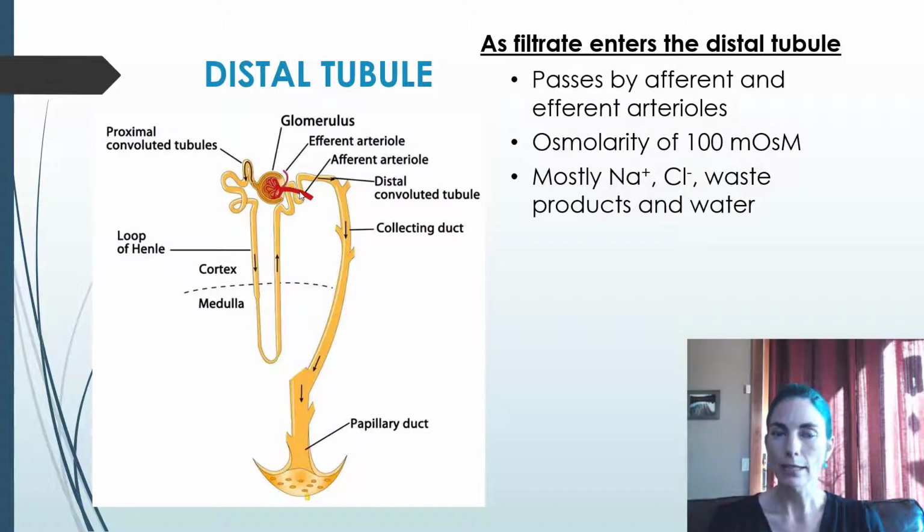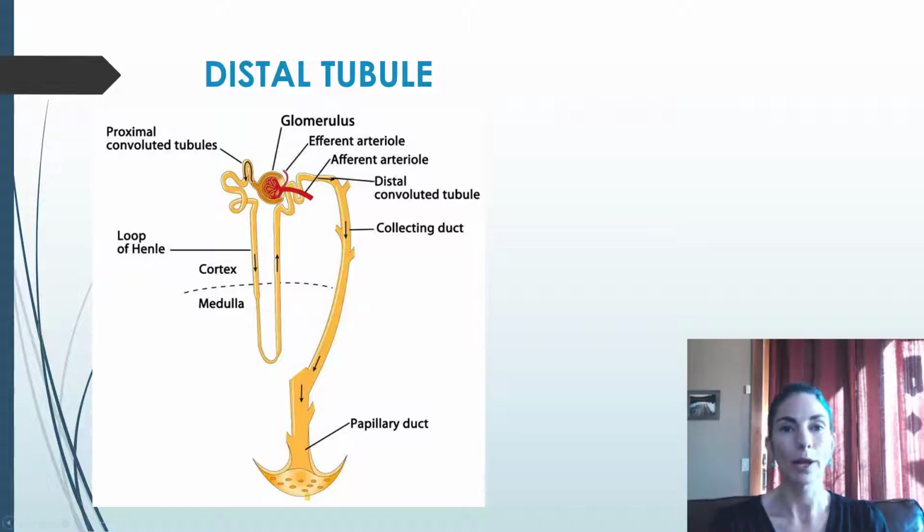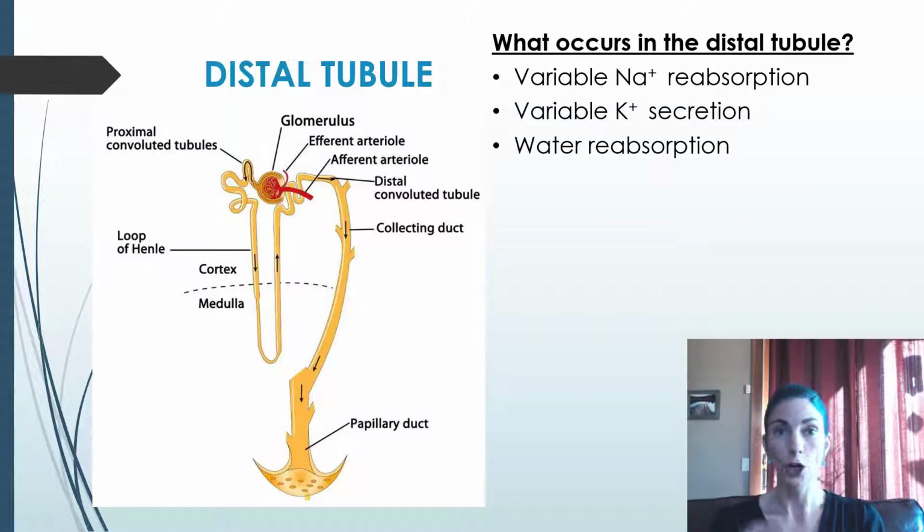So what does our filtrate look like as it's coming up into the distal tubule? Well, it has an osmolarity of about 100 milliosmoles, and it is mostly water, some sodium, some chloride, a small amount of potassium, and then some waste products. That's the major gist of what is in our filtrate at that point. So the subsequent question is, what occurs in the distal tubule? Make sure you write this down.